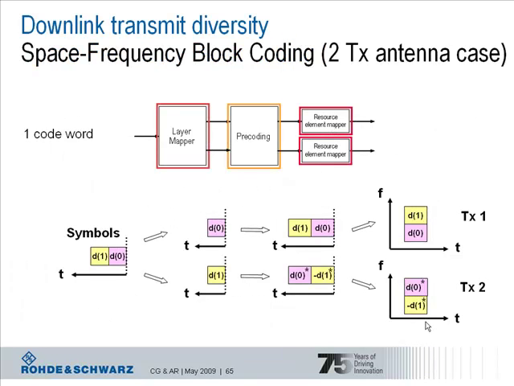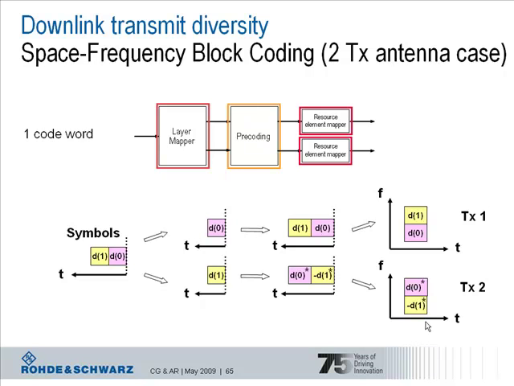So now, to better understand this layer mapping and precoding stage from the slide before, let's have a closer look at what happens in case of transmit diversity. So what is really done in these stages of the signal processing. The example shown here is for a 2 transmit antenna case, and it shows the space frequency block coding.